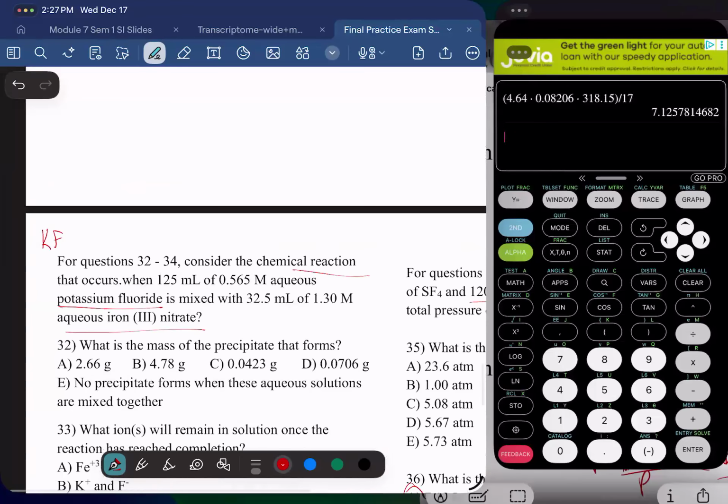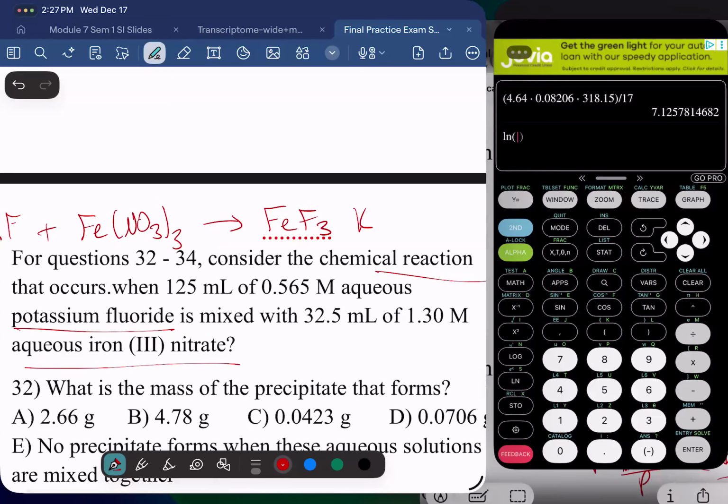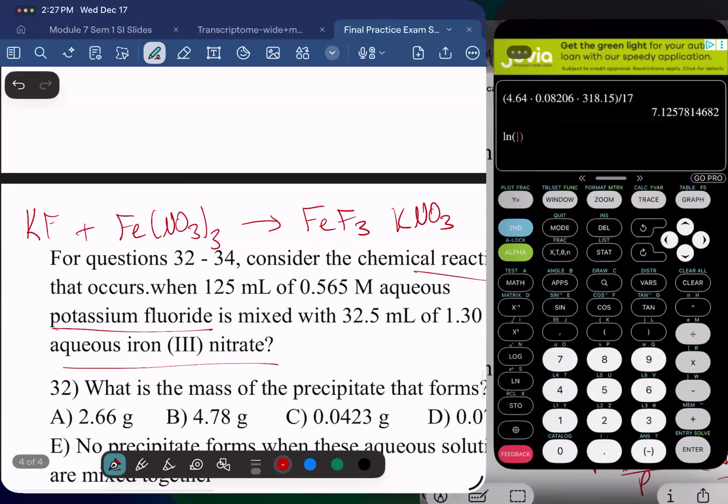So first things first is we have to write out the reaction. So potassium fluoride reacting with iron 3 nitrate. Make sure you know your polyatomics. And when you do these kind of reactions, I like to call them double replacement. That's actually a term you can call these reactions. What that means is that they're just simply going to replace one another, like the cation. So Fe is going to go with fluoride, and then K is going to go with nitrate. And so we need to balance it with 3 and 3. Okay, so that's the first step.